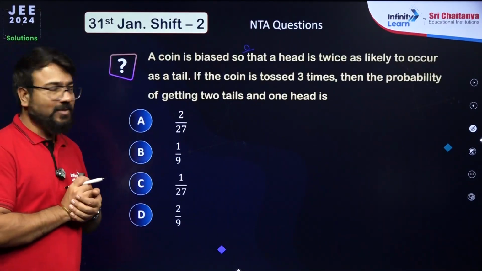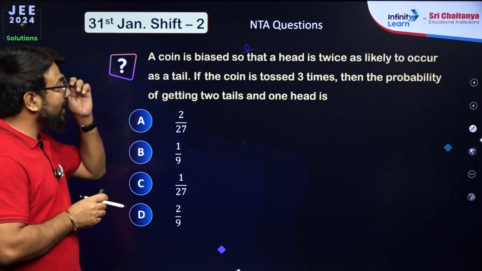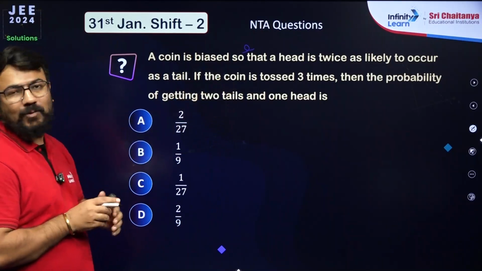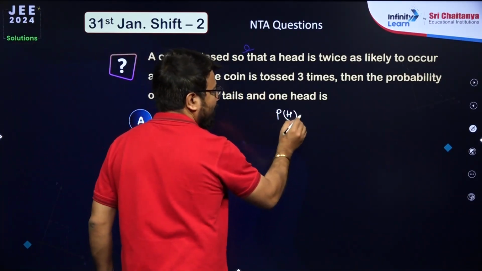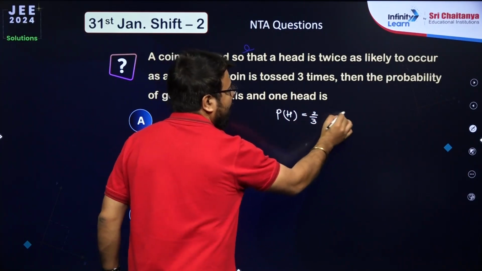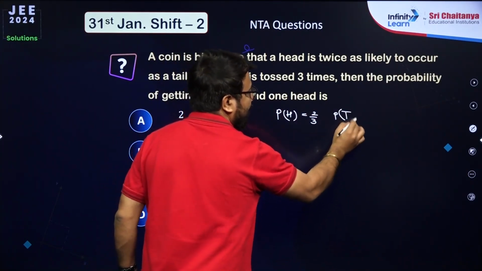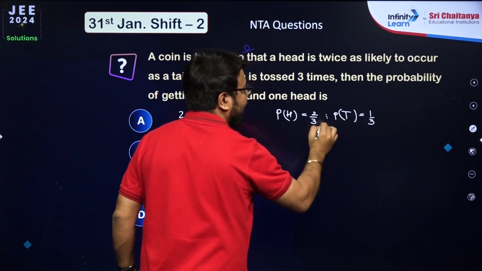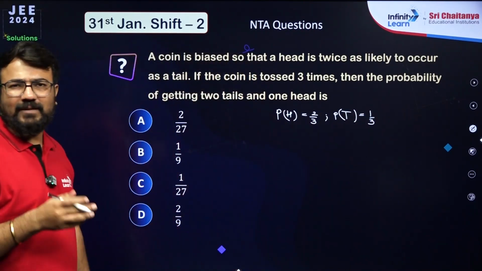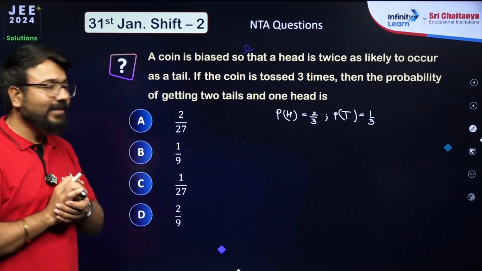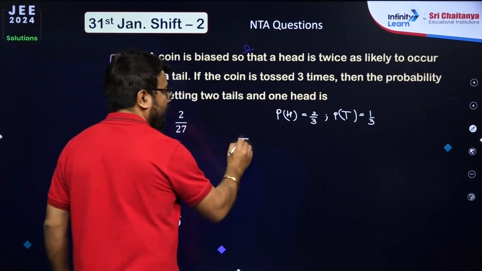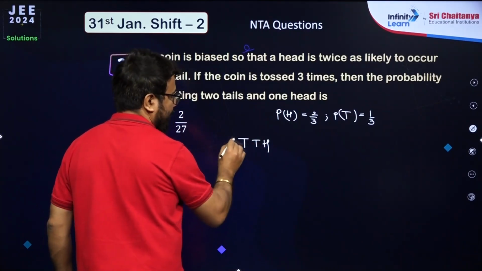Moving forward to the next question. A coin is biased so that head is twice as likely to occur as tail. That means the probability of head will become 2/3 and the probability of tail should become 1/3. Are they adding together to form 1? Yes, the net probability is 1. If the coin is tossed 3 times, what is the probability of getting 2 tails and 1 head? 2 tails and 1 head.